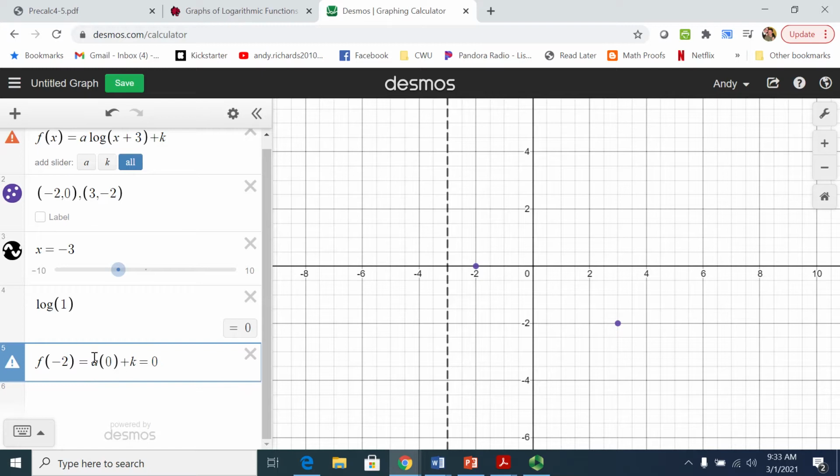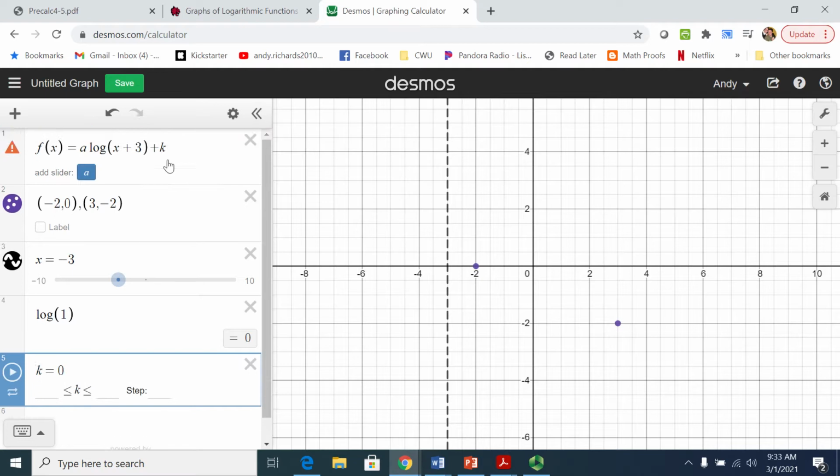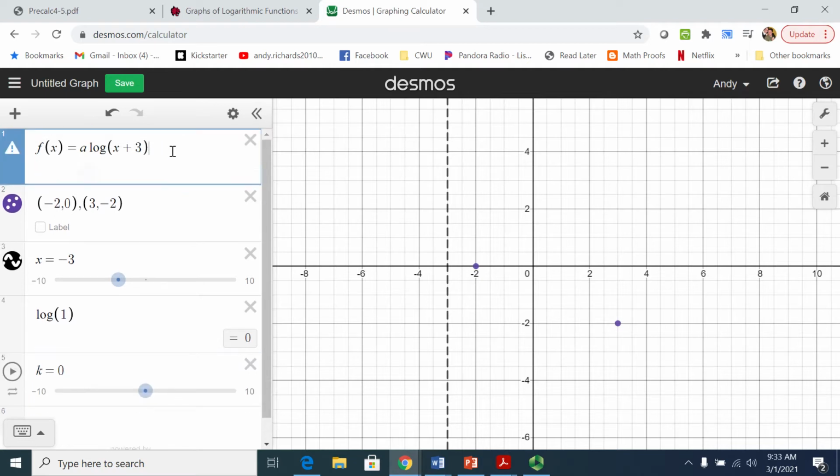We can see that this is really helpful because that means we have a times 0, so that's 0 here, and then 0 plus k means that k is 0. So it tells us what value that needs to be.